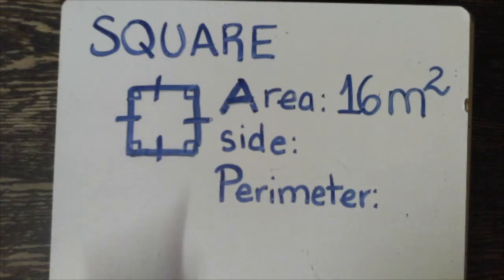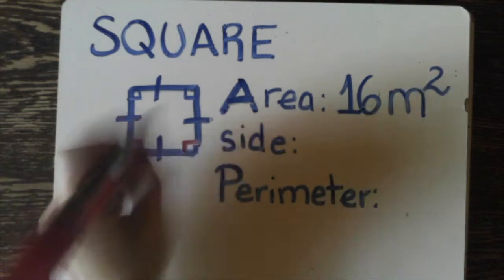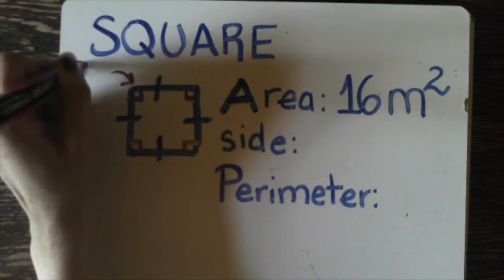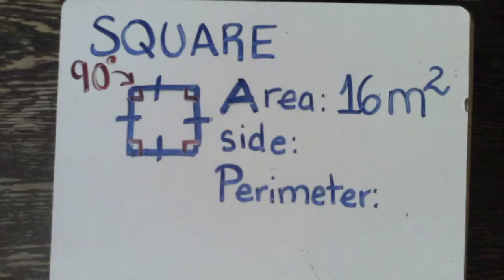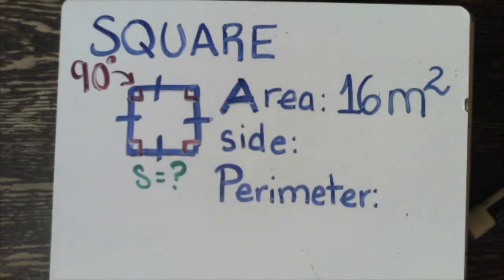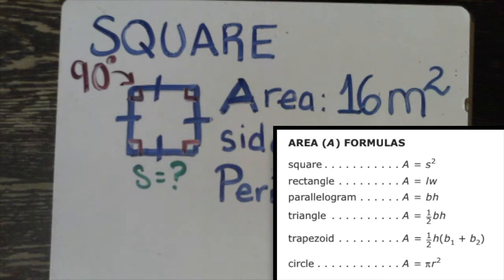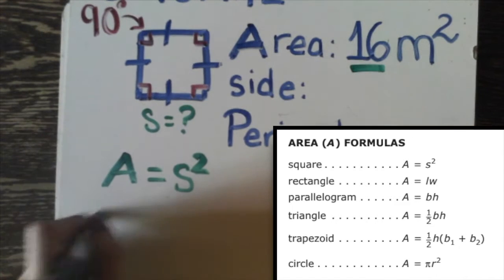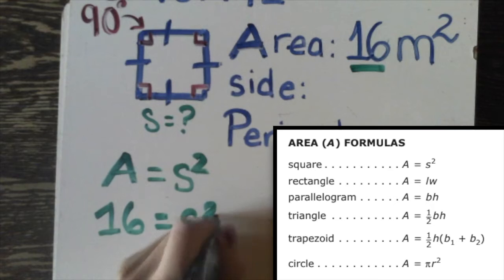In this example, we have the area of this square, which has 4 90-degree angles and 4 congruent sides. The area is 16 meters squared. What I do not know is how long each side is. But we can use the formula for the area of a square, A equals S squared, to find the missing side. I know the area, A, is 16, and that equals S squared.